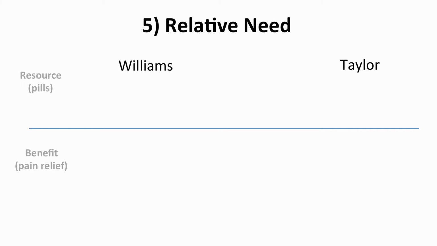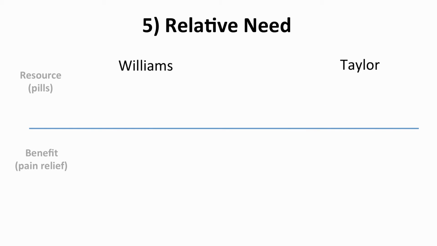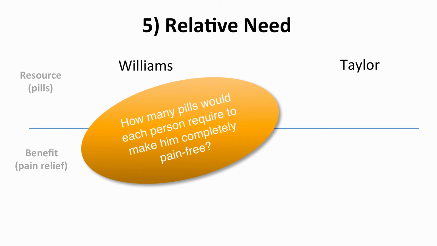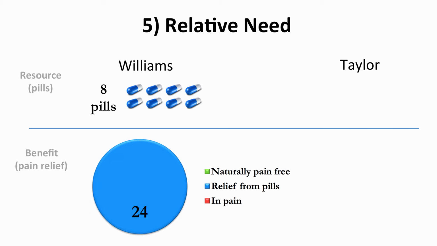Our last way to divide is division according to relative need. This one's a little complicated, but it basically means that we divide the pills between Williams and Taylor in proportion to their needs. If we divide the pills this way, we look at each person's need for pain relief. First, we determine how many pills each person would require to make him completely pain-free each day. Without any pills, Williams has pain for 24 hours each day. He gets 3 hours of pain relief per pill. Therefore, Williams would need 8 pills to be pain-free all day.